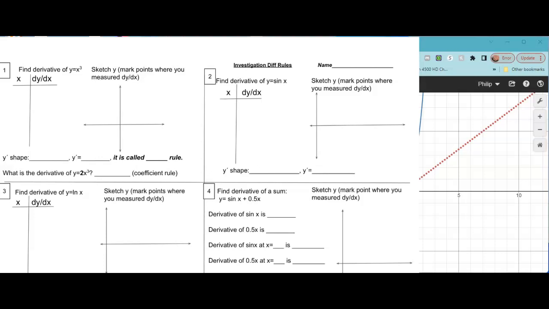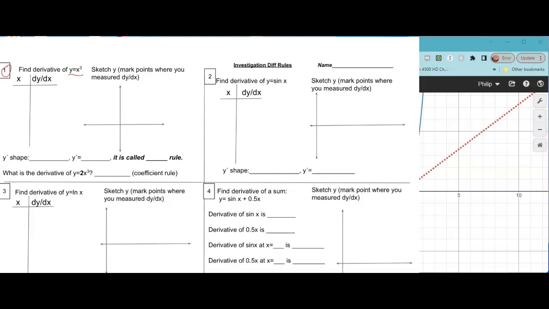Welcome to the investigation for differentiation rules. So we're going to start with this first box here. We're going to find the derivative of y equals x cubed. If you remember from our investigation several months ago, the derivative is basically the slope or the gradient of the original function.